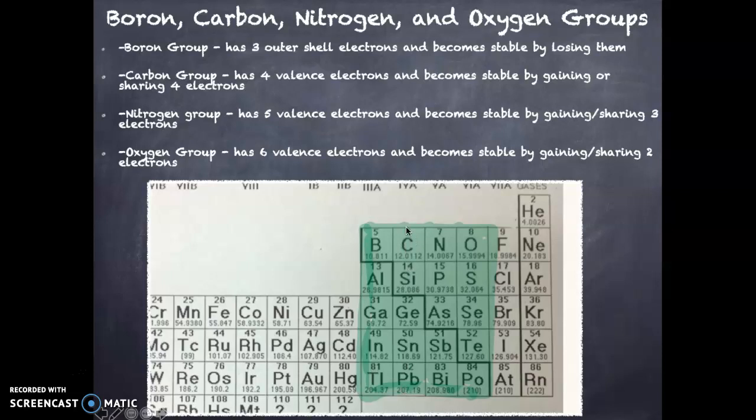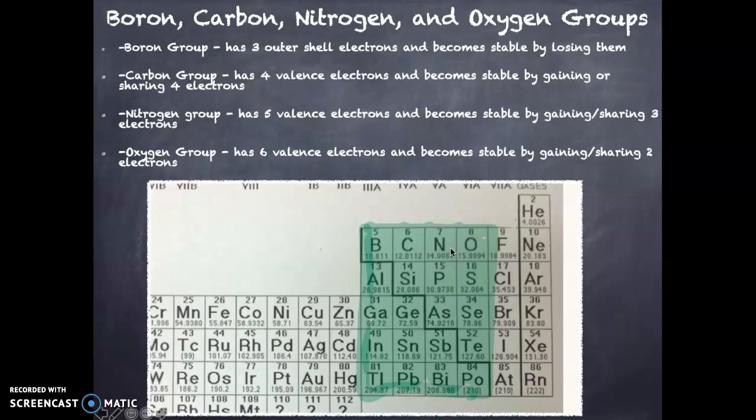But group 14 has exactly 4 valence electrons in this group. Group 13 wants to lose those 3 electrons in order to become stable. Group 14, it can go either way. Depending upon the situation, it may want to get rid of its 4 valence electrons. Sometimes it wants to gain or share valence electrons, but either way, it needs to either get rid of 4 or to gain 4 more.